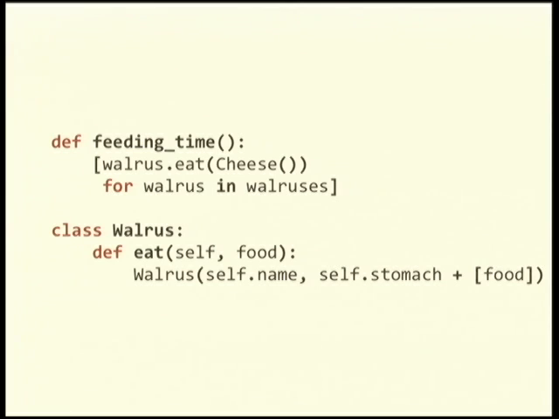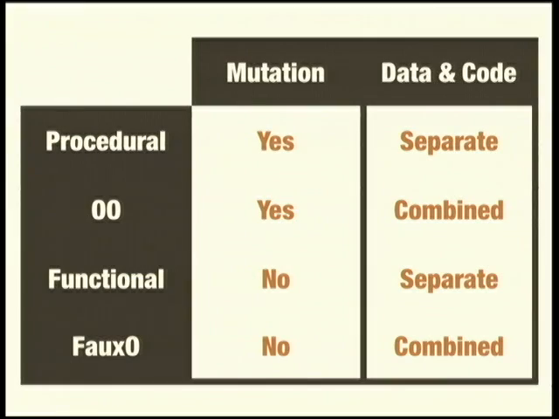In this case, I passed a name along. And then the new stomach contains whatever the old stomach did plus the new food. So nothing is being changed, but we do still have objects. And this is the fourth entry, and I half-jokingly call this faux O because it looks like OO, but it's really functional. In any case, it does not involve mutation, but it does involve objects.